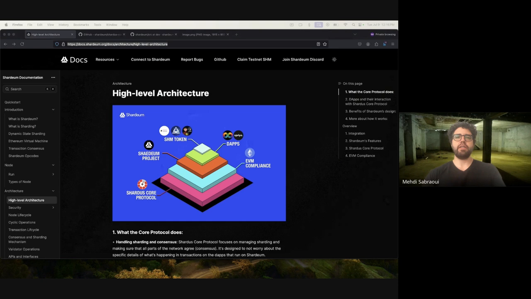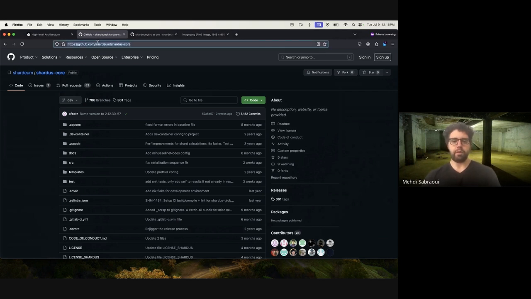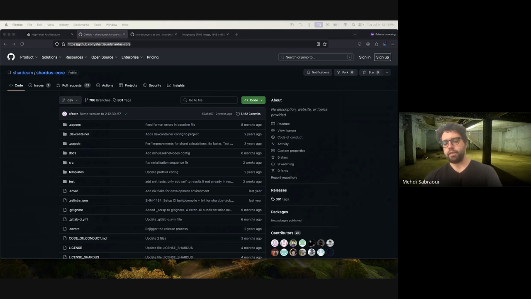So let's see. Okay. So let's talk about Core. There's three repos in the scope, but I want to point out two of them. The first one is Core. I'll go ahead and post a link in the chat if you need it. So this is the core protocol.